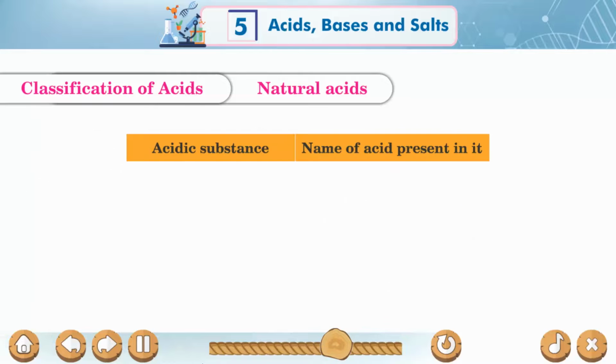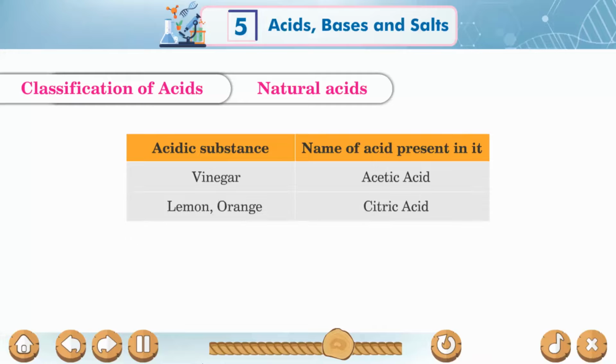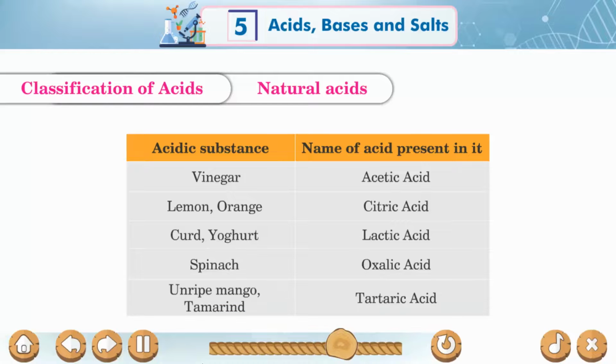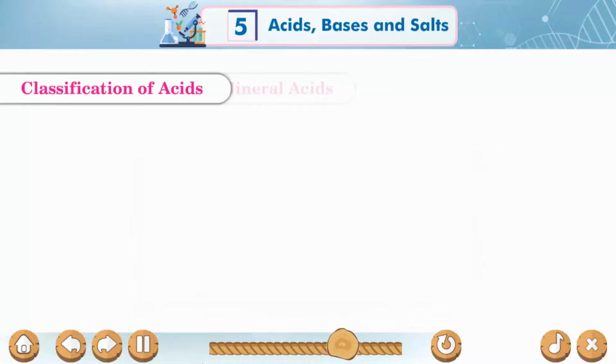Acidic substance, name of acid present in it. Vinegar, acetic acid. Lemon, orange, citric acid. Curd, yogurt, lactic acid. Spinach, oxalic acid. Unripe mango, tamarind, tartaric acid.